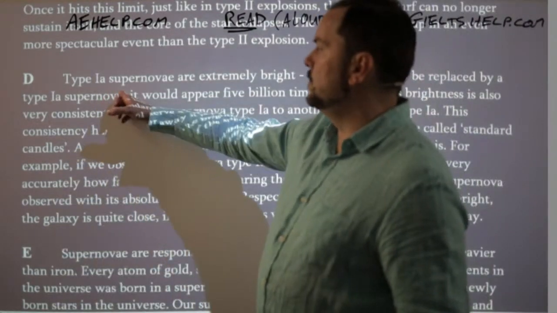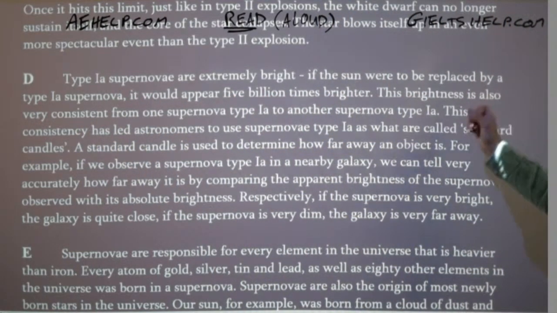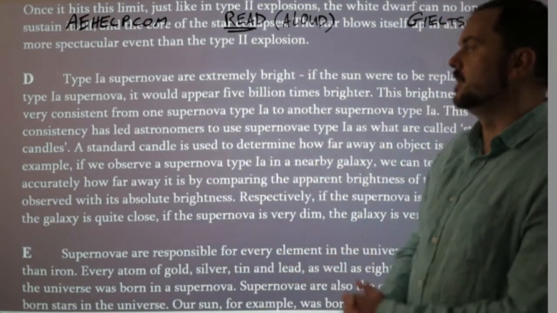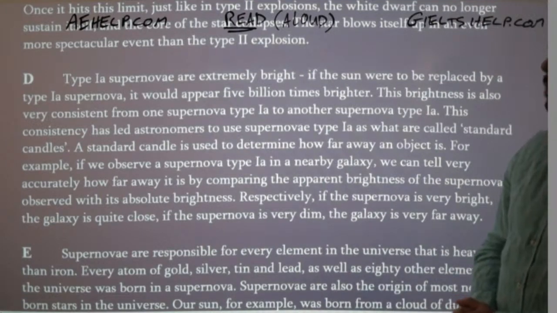D. So type 1a supernovae are extremely bright. If the sun were to be replaced by a type 1a supernova, it would appear 5 billion times brighter. This brightness is also very consistent from one supernova type 1a to another supernova type 1a. This consistency has led astronomers to use supernova type 1a as what are called standard candles. A standard candle is used to determine how far away an object is.